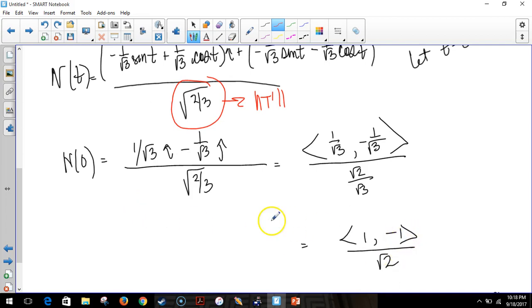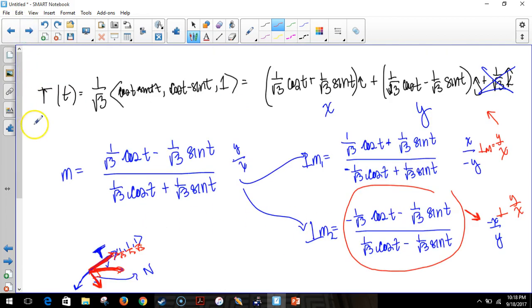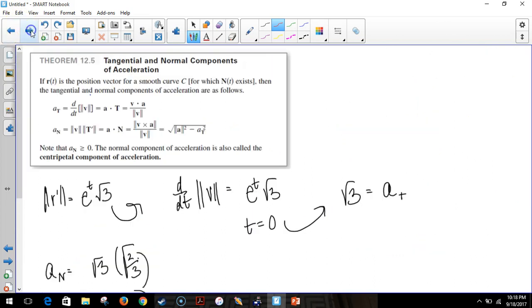To finish up this problem, you would plug in that 0, and we have this normal unit vector that looks like this now. But we still had two more things. We had to find a sub t and a sub n. Now, if you are looking at the key, they use both of these, which I don't understand why, because you would have to actually find a, and you would have to really hope that you had the right n and not have your signs flip-flopped.